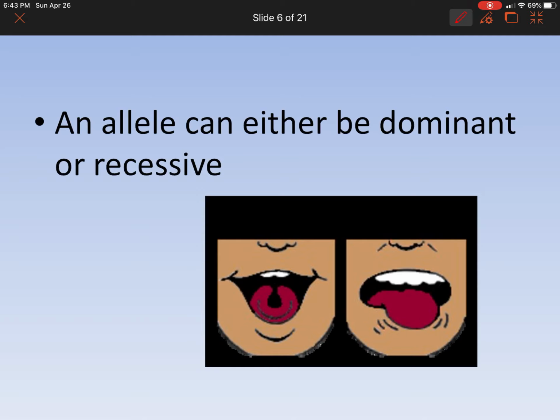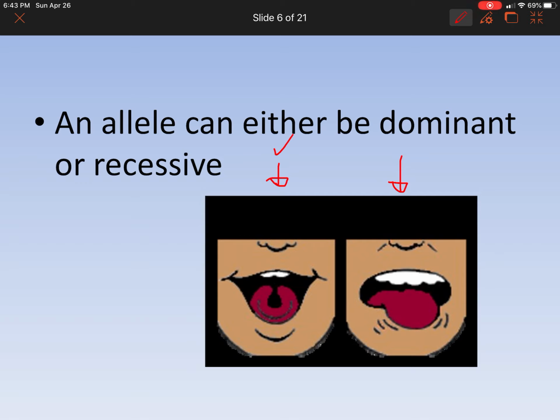Right now, I want you to just take a look at this picture here, and how many of you can roll your tongue? So if you can roll your tongue, you're going to look like that person. That's me. I can do that. I can roll my tongue. People who cannot roll their tongue, try as hard as they can, they are not going to be able to do it.